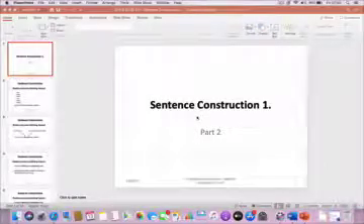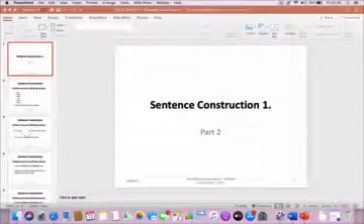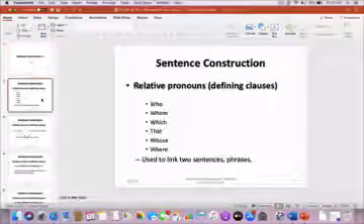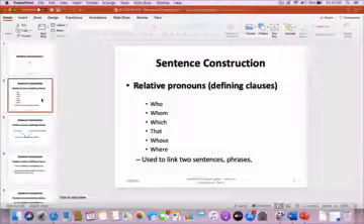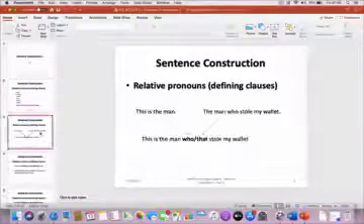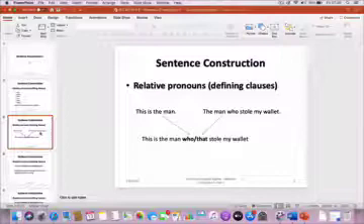Okay, sentence construction 1, the second part. We've previously looked at relative pronouns in defining clauses, and you know that we can have who, whom, which, that, whose, and where. We use relative pronouns when we're linking together perhaps two sentences or phrases. For example, here I have two sentences.